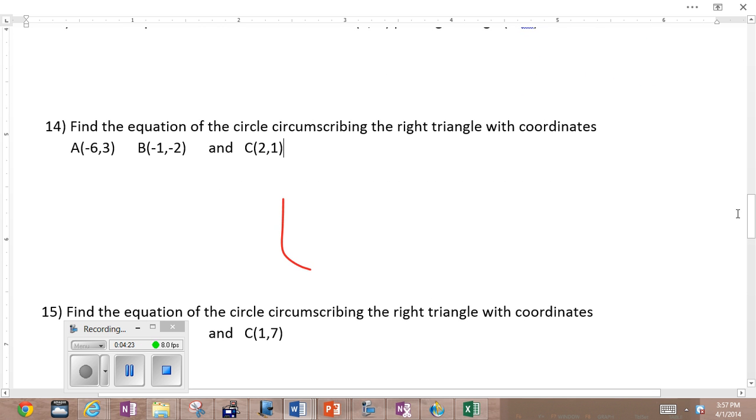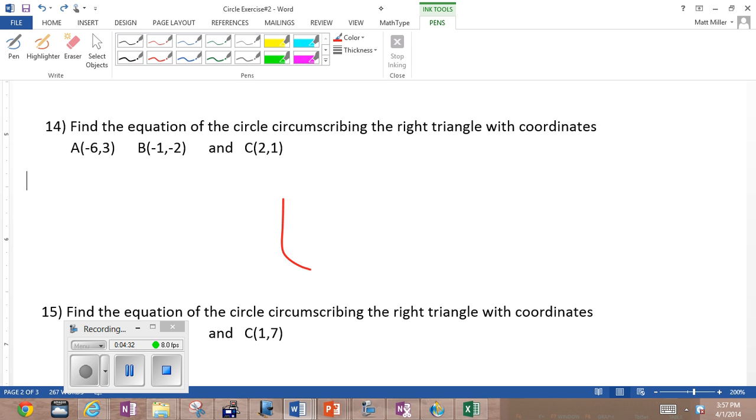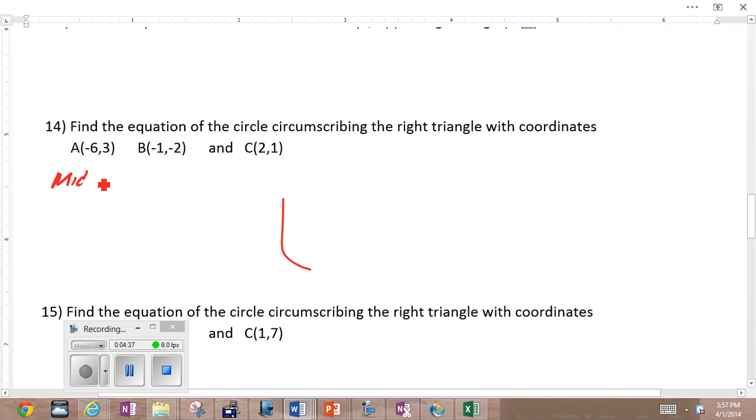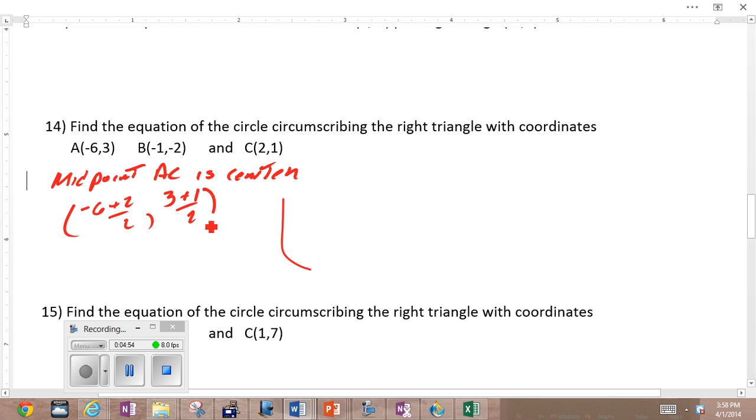So here, essentially, we're saying: find the midpoint of AC. The midpoint of AC is the center. And what's the midpoint of AC? That's (-6 plus 2) over 2, comma, (3 plus 1) over 2. So negative 6 plus 2 is negative 4, and negative 4 over 2 is negative 2, and that's 4 over 2, which is 2. So (-2, 2) is the center.